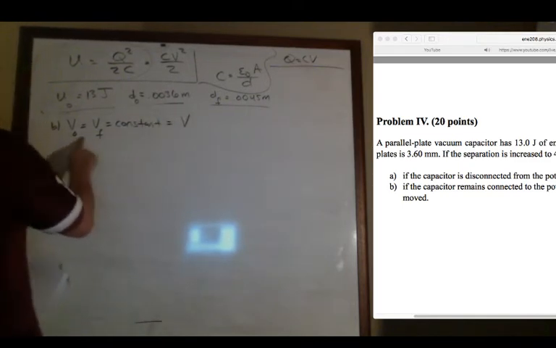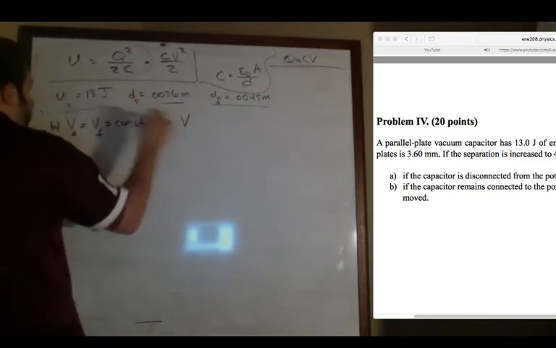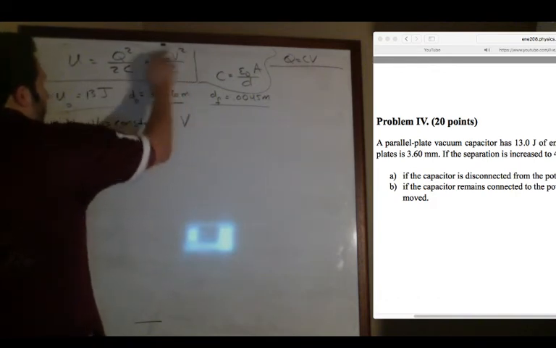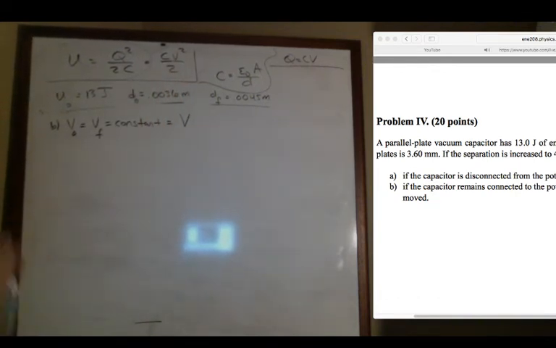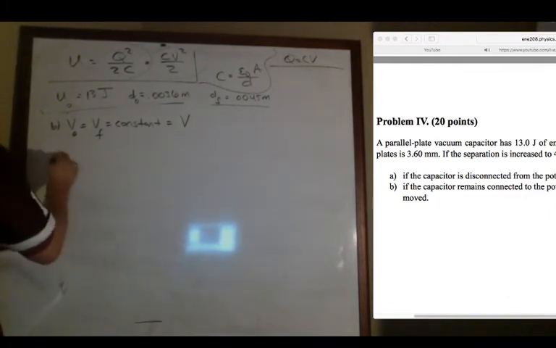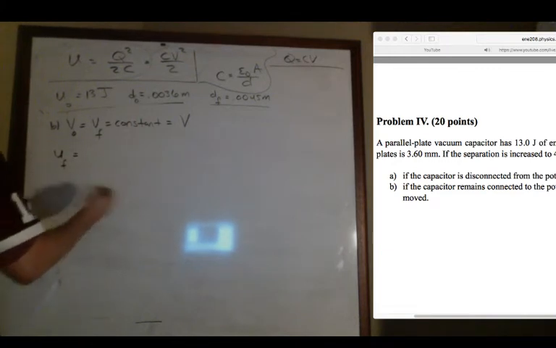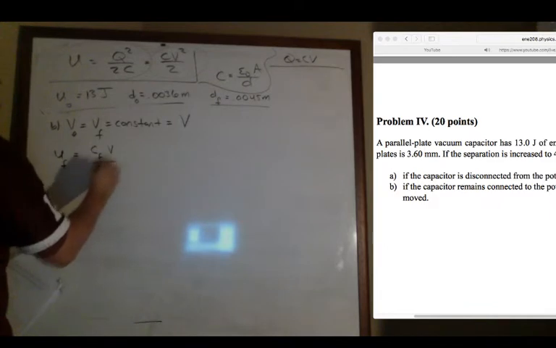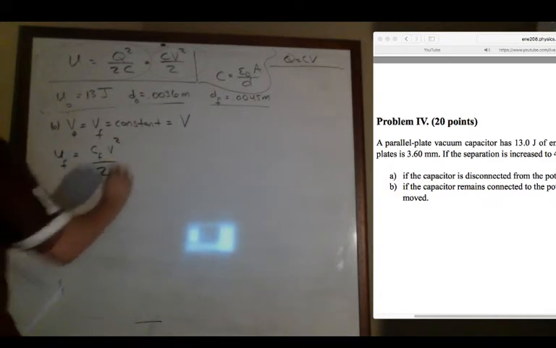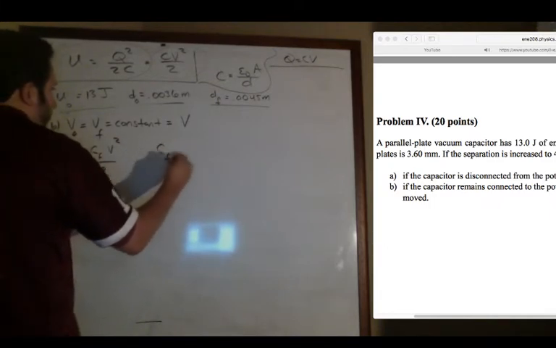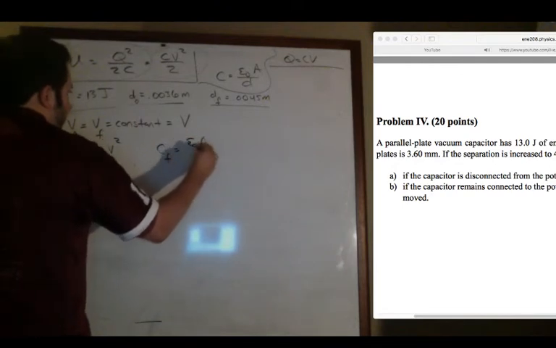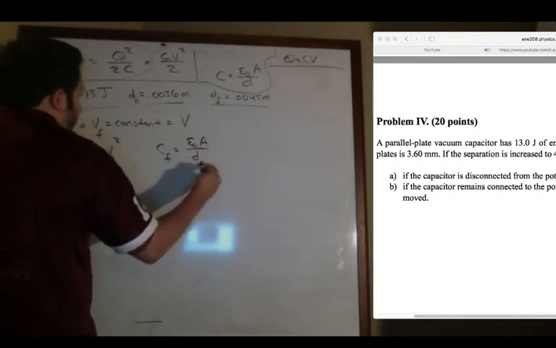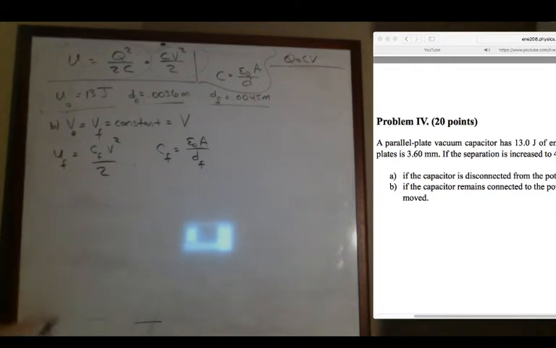And so it's because of that in part B, since our voltage is going to stay constant, to calculate energy, we're going to use the CV squared over 2. So once again, UF is what I'm looking for. I'm looking for my final energy. And my final energy is going to be CF times V squared over 2. And we know that CF is equal to epsilon naught A over DF. That's going to be the capacitance of 2 parallel plates.